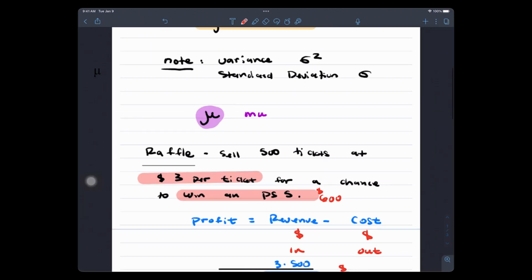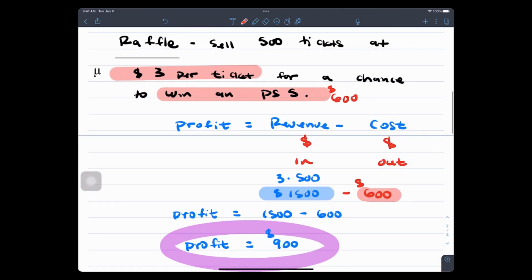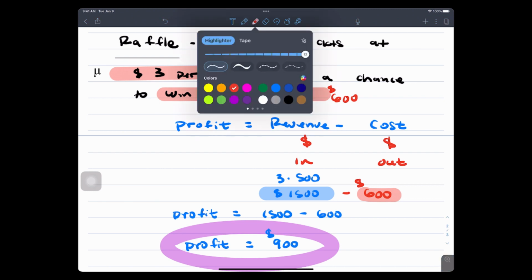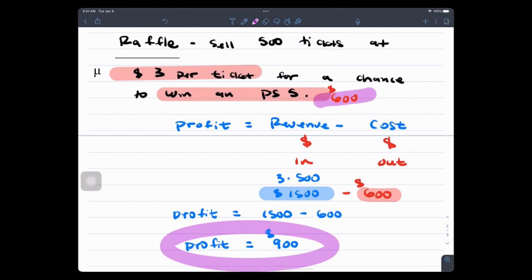Well, go back to the prize. What do you know about the prize, ladies and gentlemen? What's the value of a PlayStation? $600. You might say, oh, I want a PlayStation. I know. But the value of the PlayStation is $600. So let's pretend for a second you didn't even win the PlayStation. You just won a check for $600. Now pay attention to what I'm going to say. How much money did you win?